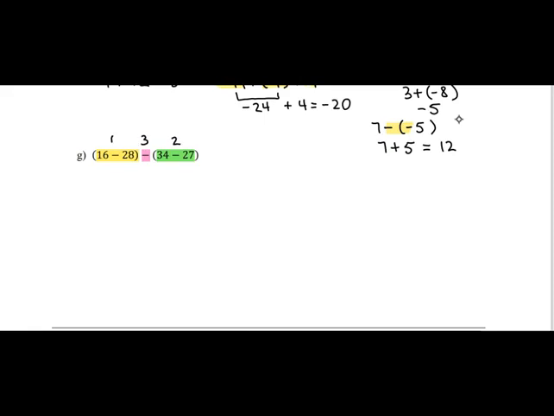Okay, so let's look at 16 minus 28. So we have to turn this into the addition problem. So I'm going to split this apart, insert the plus sign, 16 plus negative 28. All right. So 28 is bigger than 16. So it's going to be a negative answer. And then the difference between 28 and 16 is a 12.